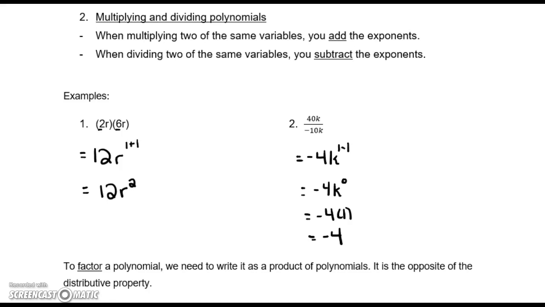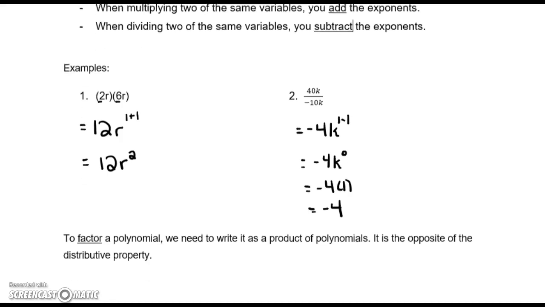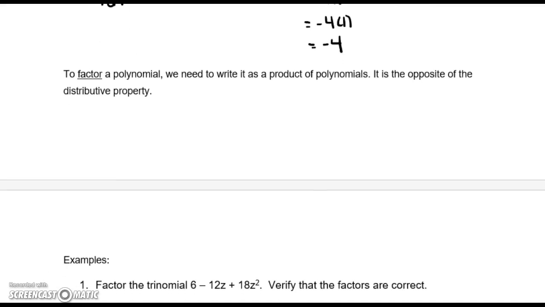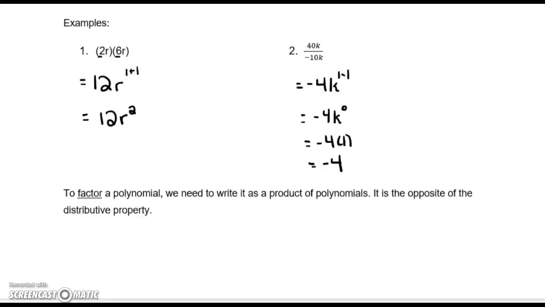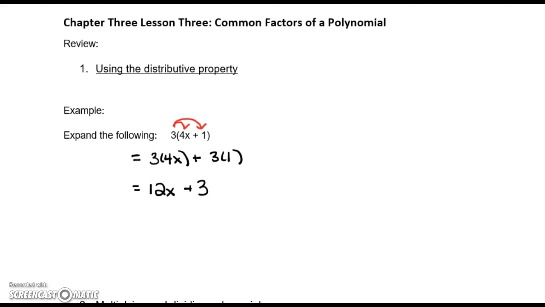So now we're going to move on to some new material, and we're going to look at factoring a polynomial. In order to factor a polynomial, what we need to do is write it as a product of polynomials. Essentially it's the opposite of the distributive property. I'm just going to flip back to this example. We're going to be looking at something like 12x plus 3, and we want to rewrite it looking like 3 times 4x plus 1. So it's literally the opposite of your distributive property.